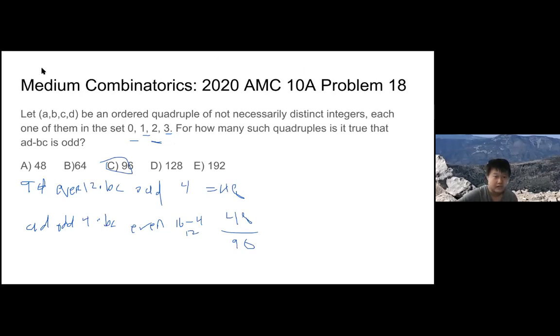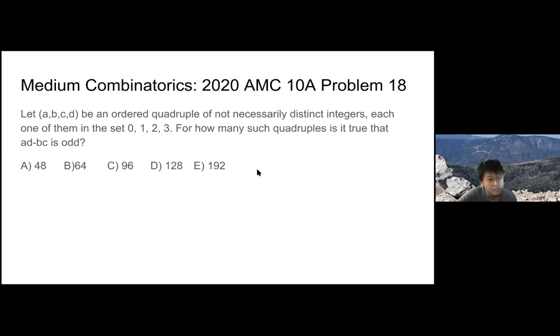Does anyone have, oh, there's a lot of chat activity going on now. Okay, yeah. So are there any questions about that? Okay, moving on. Got a few more problems to go through.